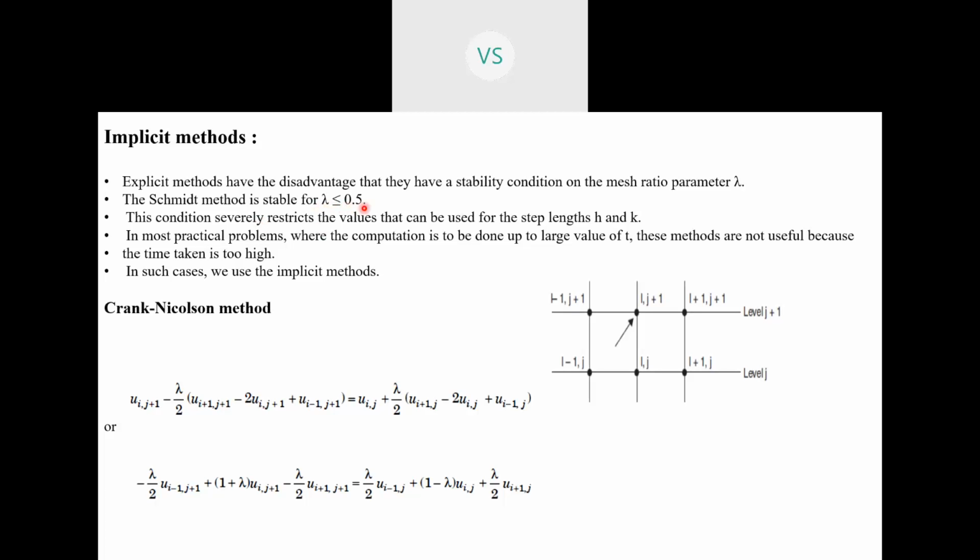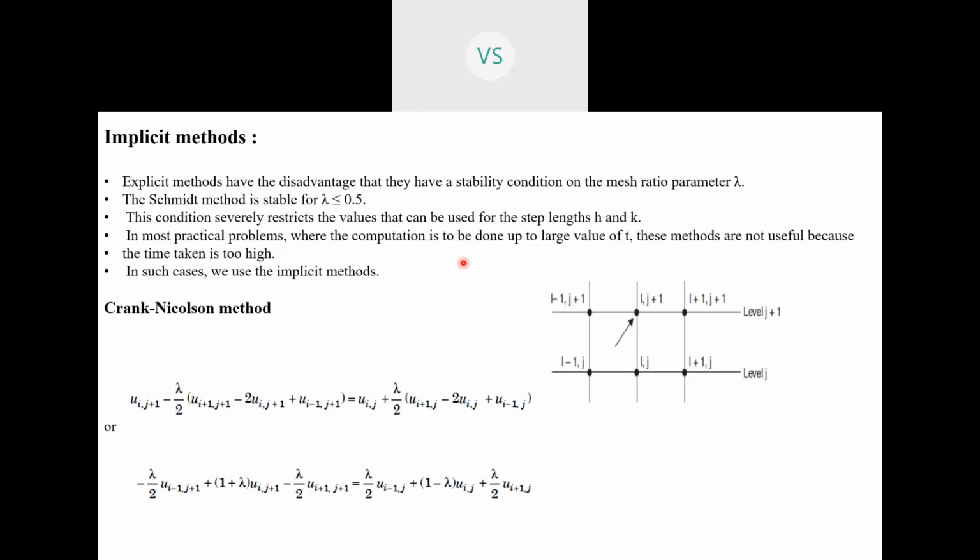The stability condition severely restricts the value of the step lengths h and k. The lambda value depends upon the values of h and k, so the stability condition strictly restricts the values of h and k. In most practical problems, where the computation is to be done up to a large value of t, the value of t is very large. We are not taking seconds, we are taking minutes or hours, because it is a practical problem.